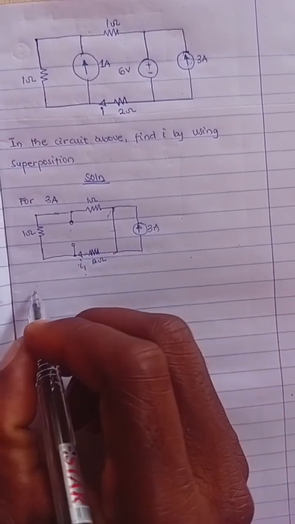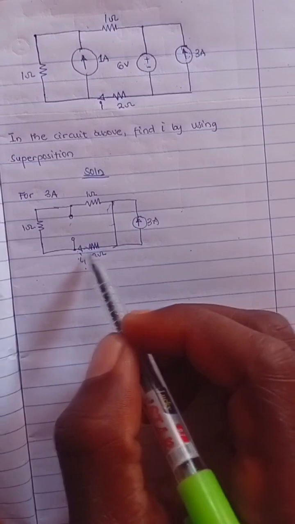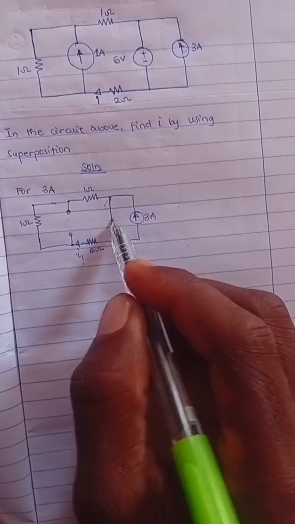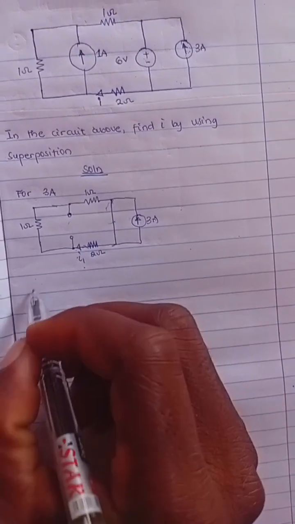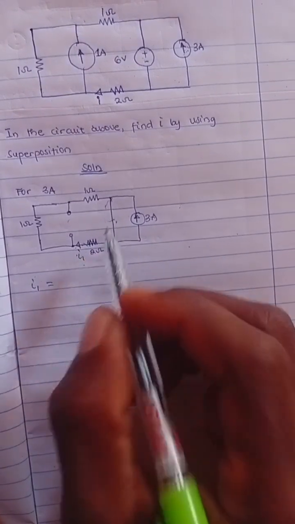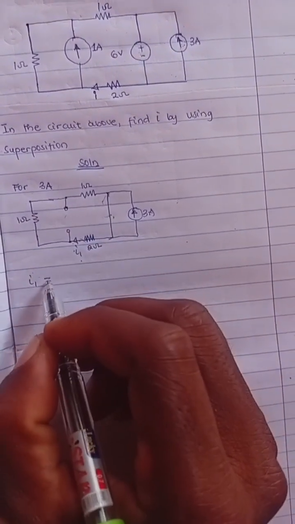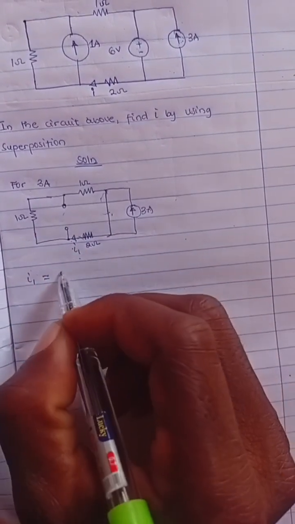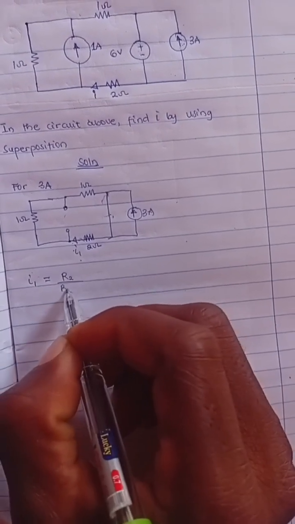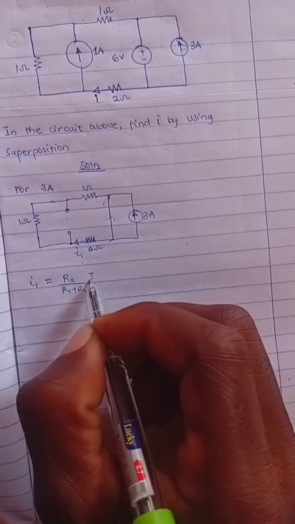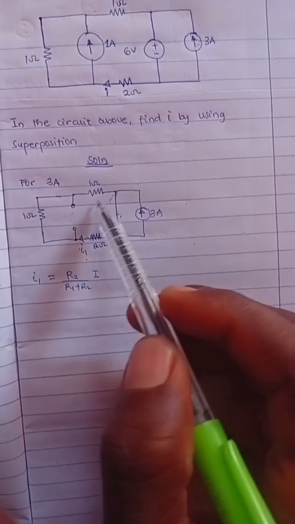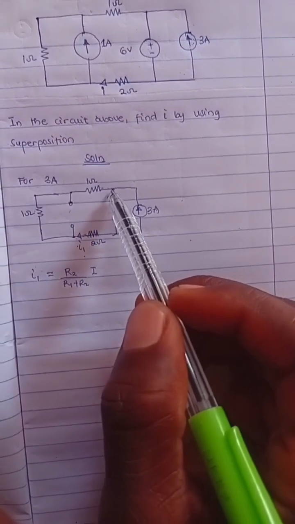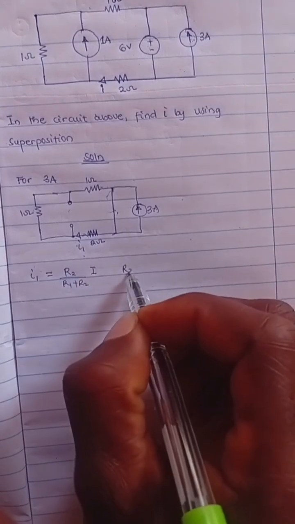By inspection, you don't even need to talk much. By inspection, you know that in this case, because these are like two parallel branches, this has a resistance of 0 ohm. I1 is the current in this branch, right? So by the current divider principle, it's going to be R2 divided by R1 plus R2 times the total I. The R2 is this resistance here, and the R1 is equal to the sum of all these ones.